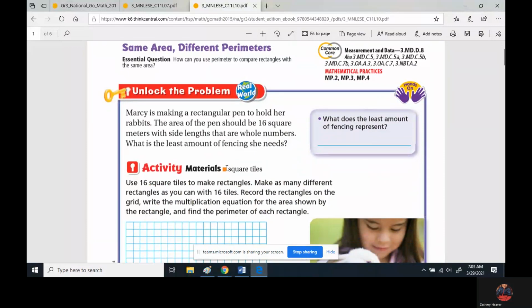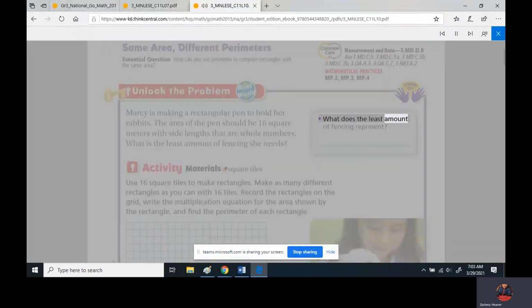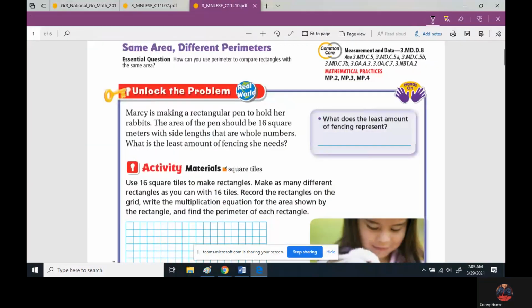It says, Marcy is making a rectangular pen to hold her rabbits. The area of the pen should be 16 square meters. With the sides that are whole numbers, what is the least amount of fencing she needs? Okay, so what does the least amount of fencing represent? The distance around, which is the perimeter.